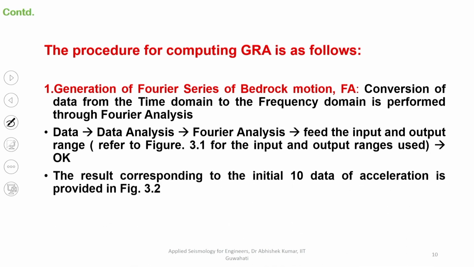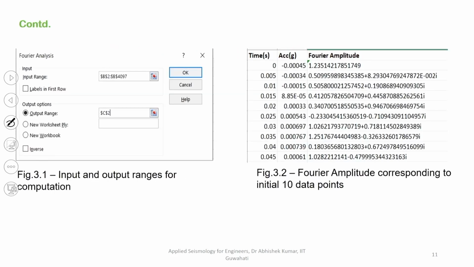So, results corresponding to 10 initial points are already given in figure 3.2. This conversion from acceleration time history to Fourier amplitude spectra is similar to whatever has been discussed in lecture 18. So, I will skip some of the part. You can see over here, the record is available at 200 hertz or 0.005 seconds interval.